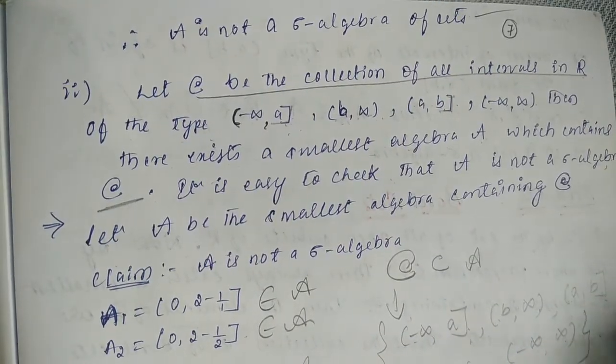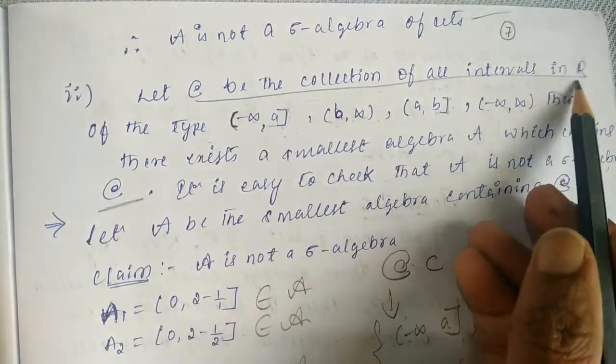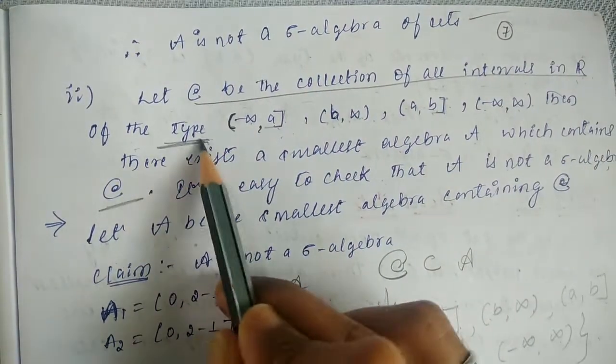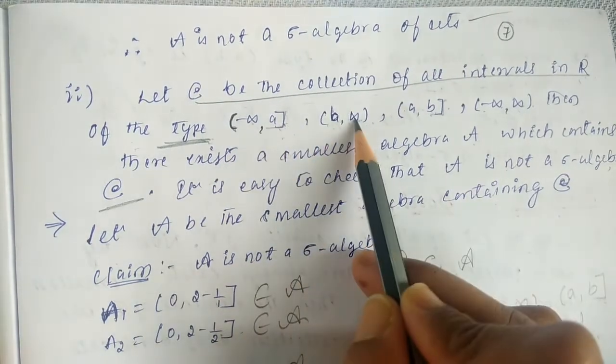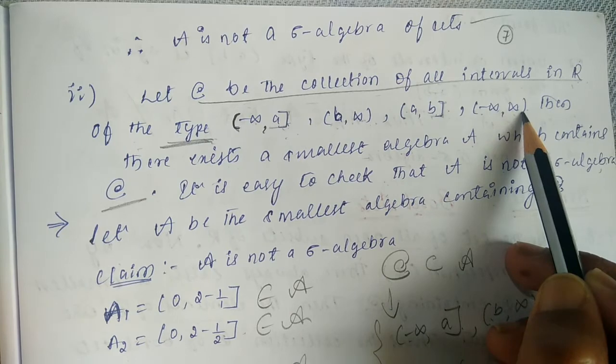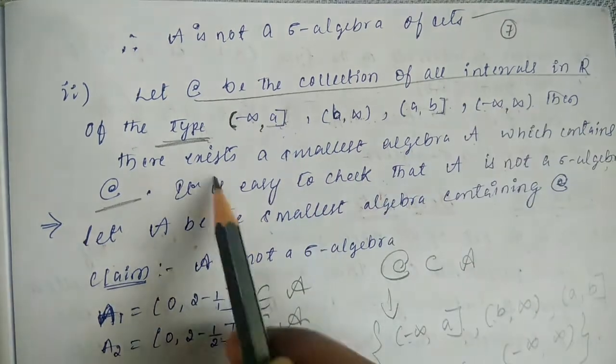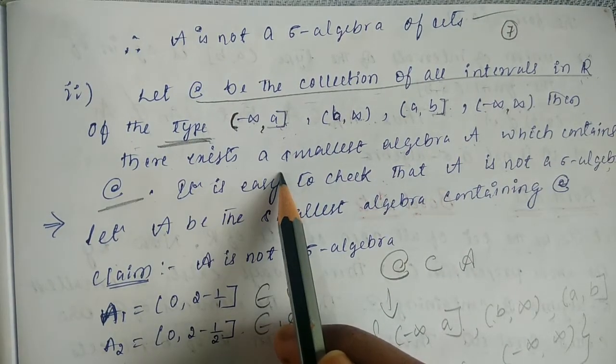Is it clear? So next problem. Let A be the collection of all intervals in R of the type (a, b], (a, b), and [a, b). Is it okay? So this is a collection of all intervals in R of this type. Then, according to the proposition, there exists a smallest algebra which contains A.